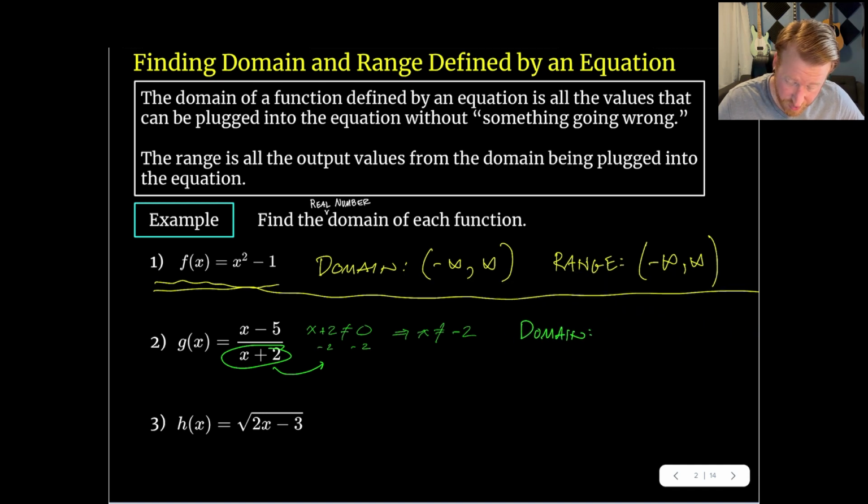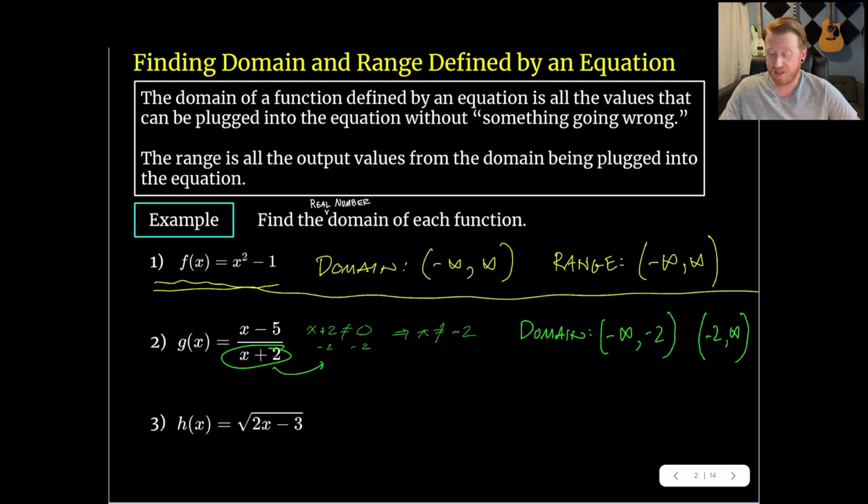So if I'm looking for the domain, well, any number from negative infinity up to negative 2 is going to be totally fine. All those numbers we can plug in. But let me not include negative 2. So I'm going to put an open parenthesis on that negative 2 to indicate that we are not including negative 2 in our domain. And then anything starting on the other side of negative 2 is also going to be okay, up to positive infinity.